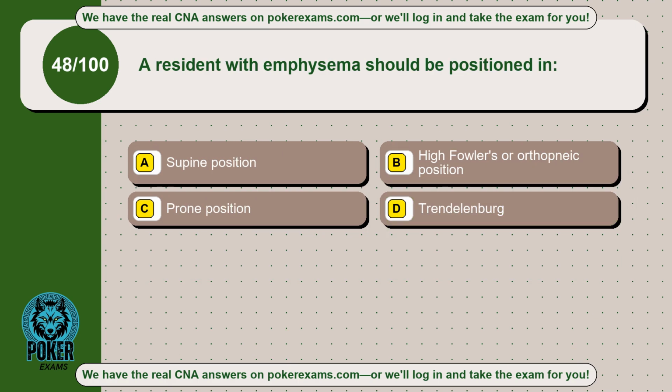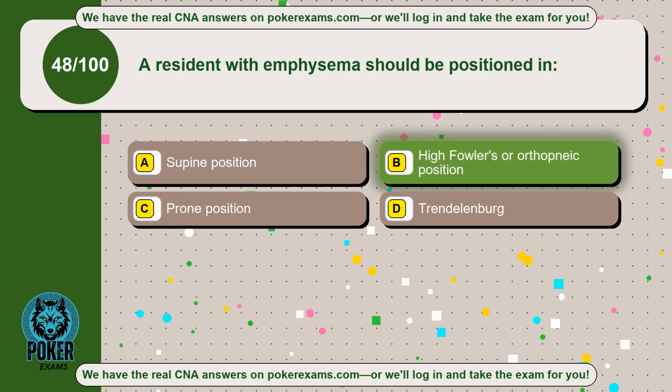Question 48. A resident with emphysema should be positioned in. Option A. Supine position. Option B. High Fowler's or orthopneic position. Option C. Prone position. Option D. Trendelenburg. The correct answer is option B.